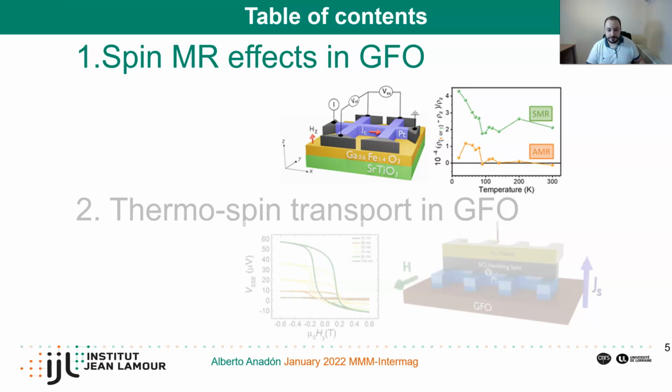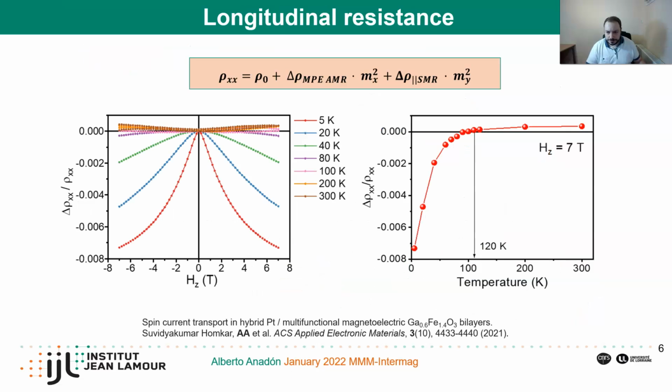From here I will explain very briefly spin magnetoresistive effects in this GFO platinum layer. I will only discuss the longitudinal resistance. If you want to see more, please go to this recent paper that we have published. In the longitudinal resistance, we have mainly 2 different contributions: one coming from the magnetic proximity effect anisotropic magnetoresistance, and another from the spin Hall magnetoresistance.